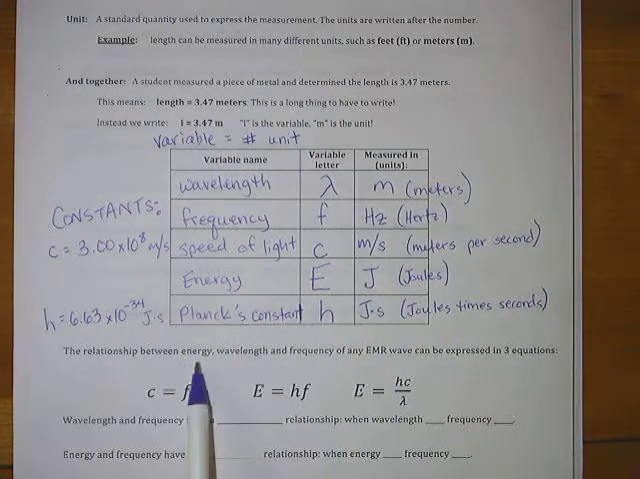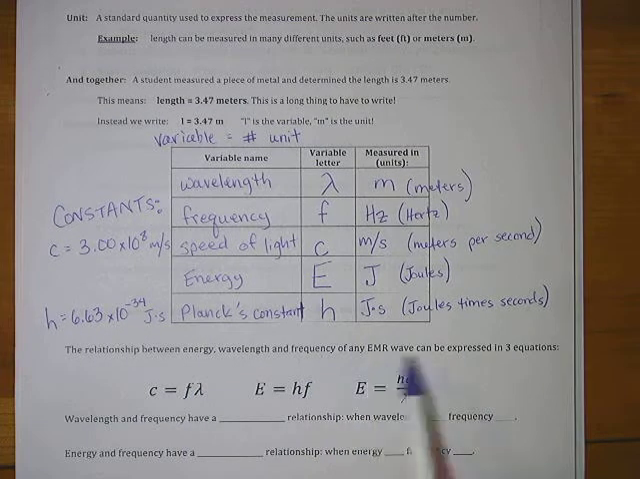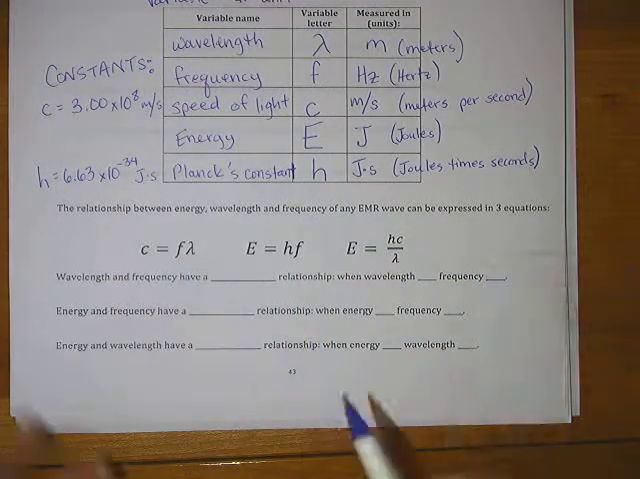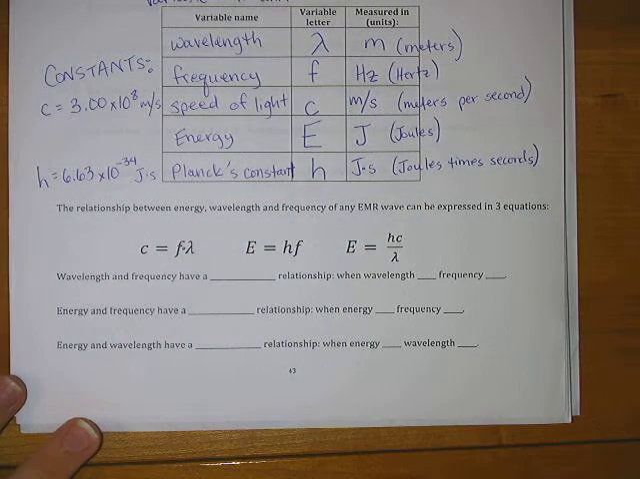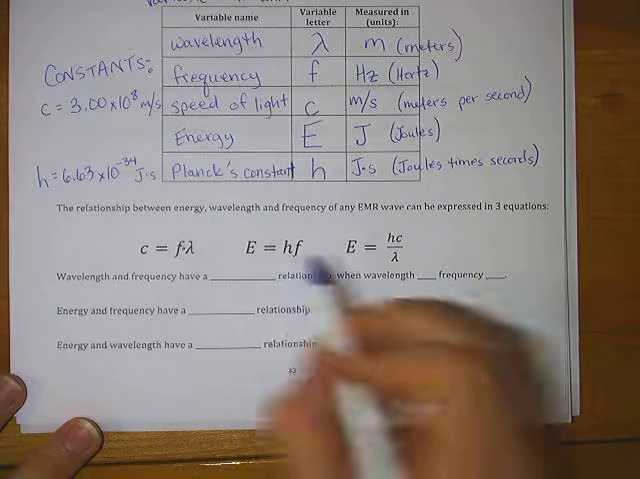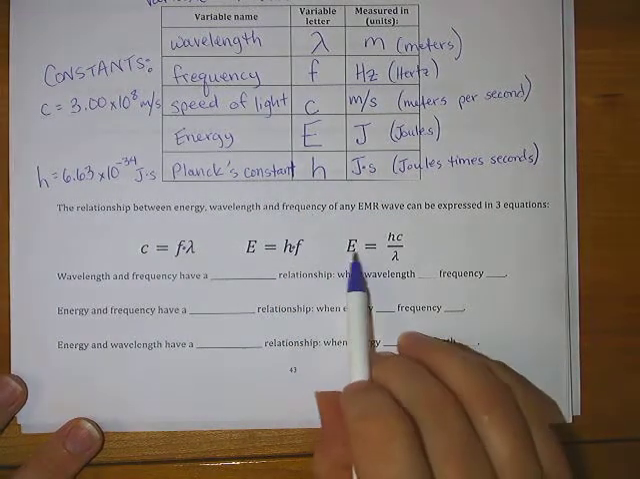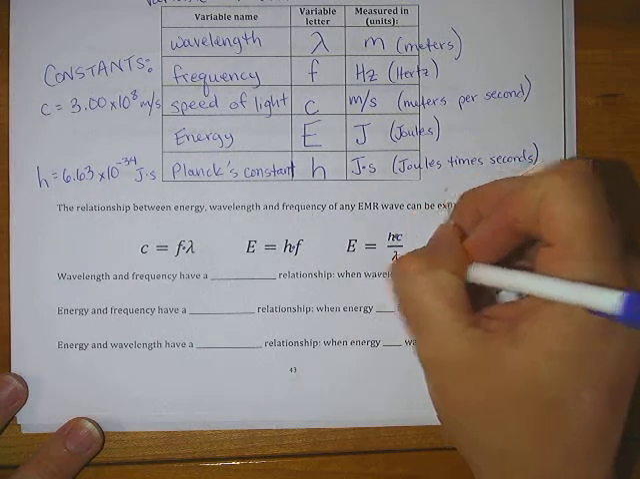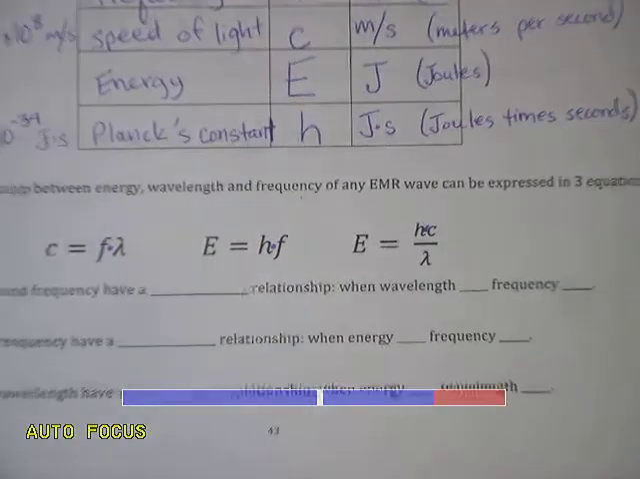The relationship between energy, wavelength, and frequency of any electromagnetic radiation wave can be expressed in 3 equations. C equals F lambda, and this is F times lambda. You can put a times sign in there if it helps you. E equals HF, again that's H times F. Or E equals HC over lambda, H times C over lambda. So there are times signs in all of those.